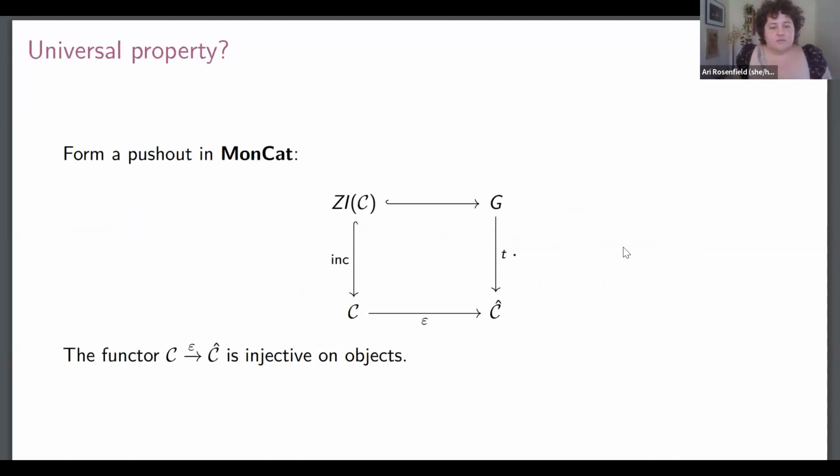Okay, so the next thing we want to do is form this pushout in the category of monoidal categories. And what we get from this is a functor that is injective on objects from C to this pushout C hat. And we hope that C hat is going to be a new category where the guys we want to talk to each other can talk to each other.